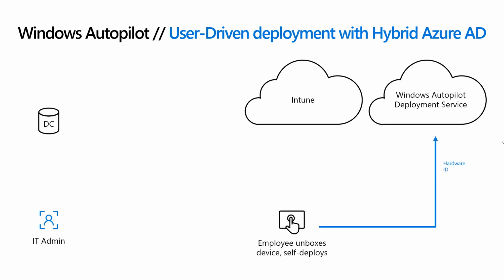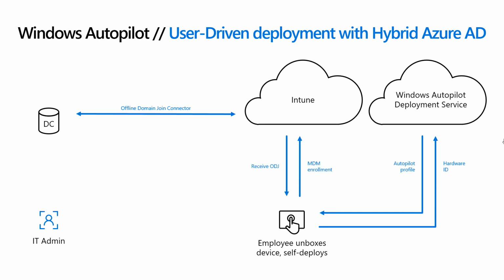So how does it work? Your employee, your end user, unpacks a box with a new laptop. He boots this device. This device contacts our Autopilot deployment service and sends its hardware ID, this unique information. Autopilot answers with the Autopilot profile, and then the computer goes to Intune for Intune enrollment. Intune contacts your on-premise Active Directory with the offline domain join connector.